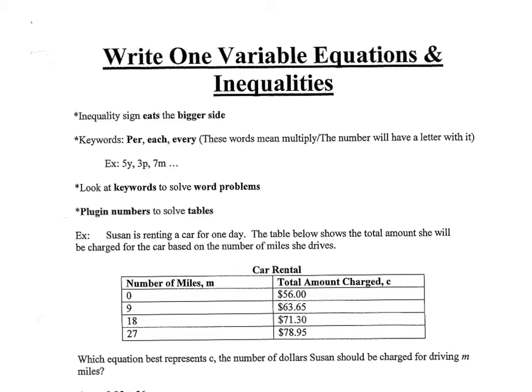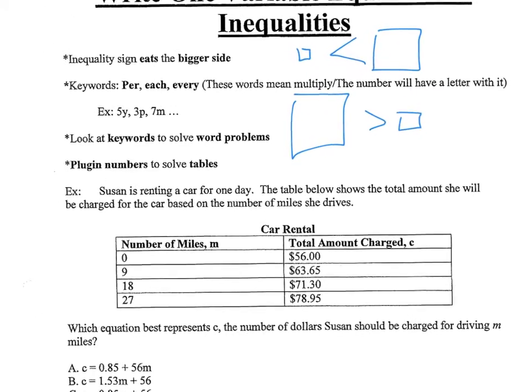So when we talk about inequalities, just remember that the inequality sign always eats the bigger side. It's always opened up to the bigger side. So say we have this side and this side, our alligator mouth would open up towards that, and it could be that, or it could be equal to. Same thing if it was the other way around. Always eats the bigger side.